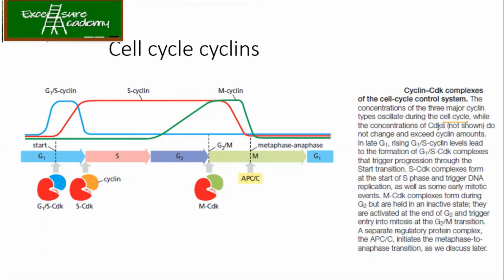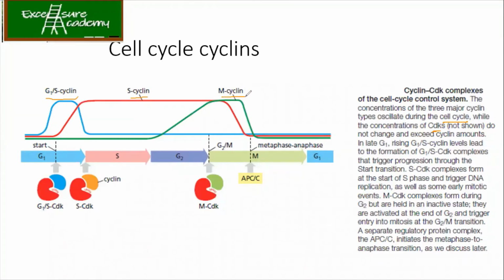Okay. But we have not shown the CDK here, only the cyclin. So the cyclin which is present in the G1 S phase is known as the G1 S cyclin. S phase cyclin is S cyclin. And what is needed for mitosis, we will call that M cyclin.